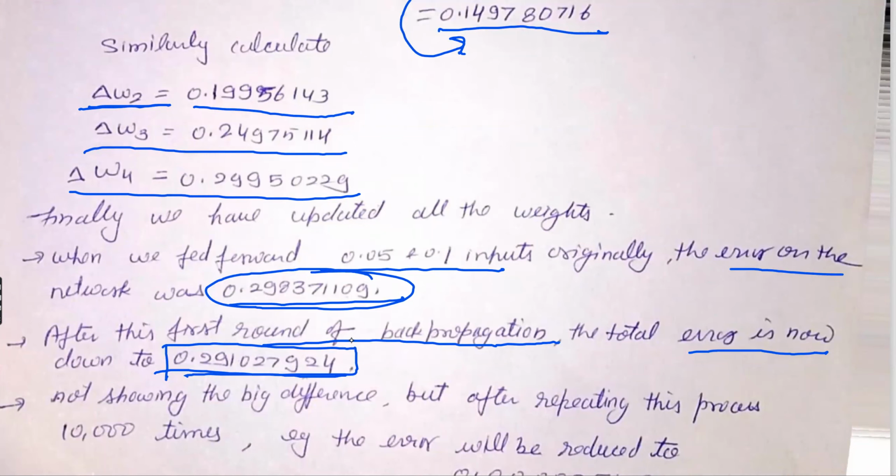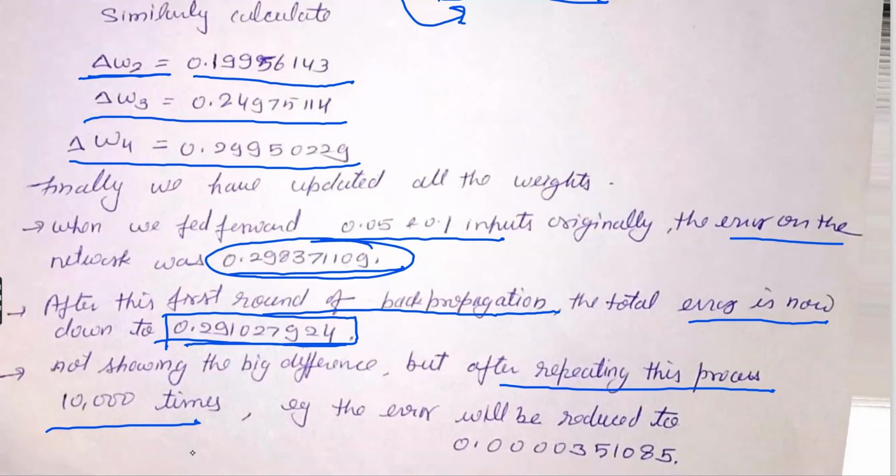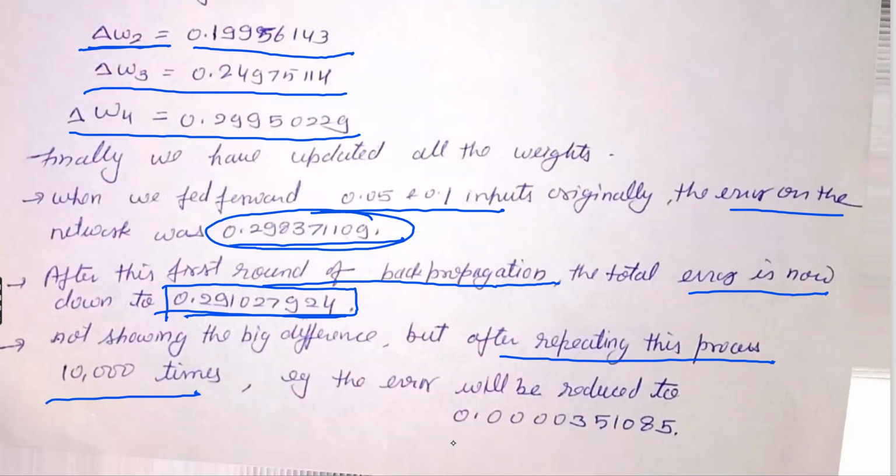So there is not a big difference, but after repeating this process 10,000 times, we will reduce this error up to this value. In this way we will train our model to obtain the desired output or target output with the help of this backpropagation algorithm. Thank you.